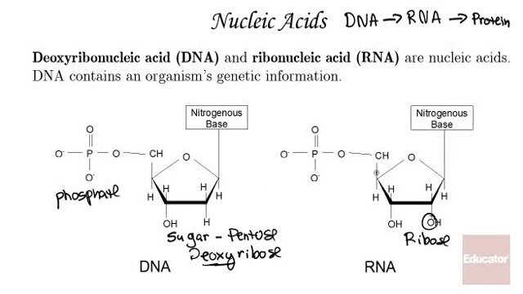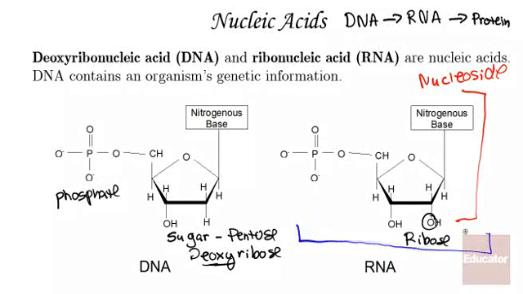DNA and RNA both have nitrogenous bases attached to the sugars. And there are 5 different types of nitrogenous bases that we'll look at in the next slide. If you just consider the nitrogenous base plus the sugar in either DNA or RNA, that is called a nucleoside. With the phosphate group added, you have a nucleotide. So these nucleotides are the monomers from which the larger DNA or RNA molecules are formed.